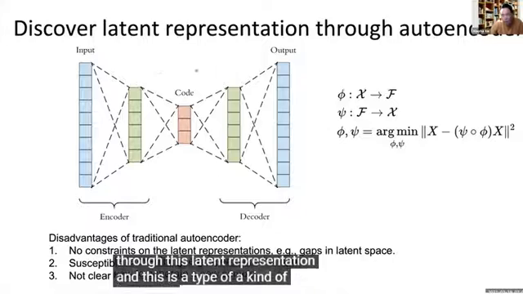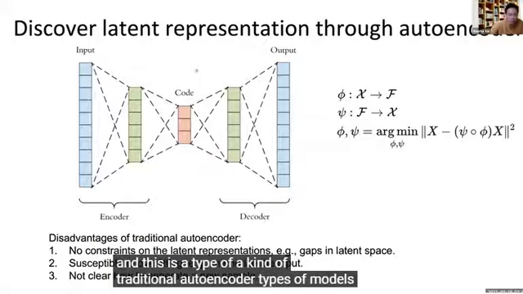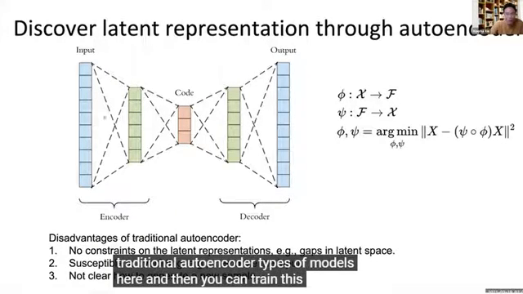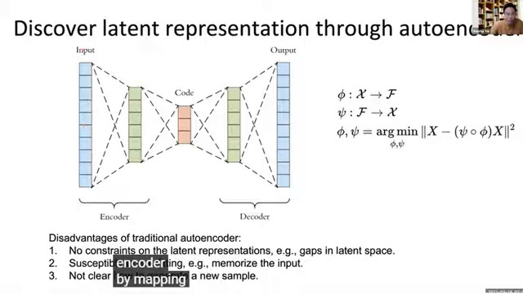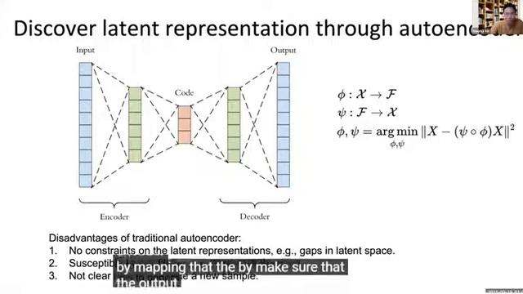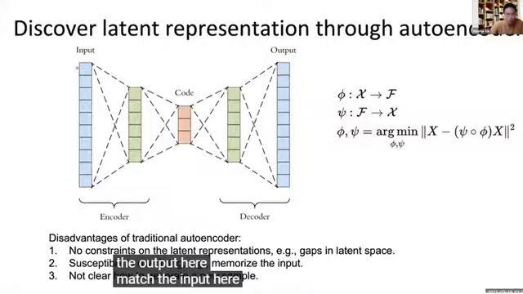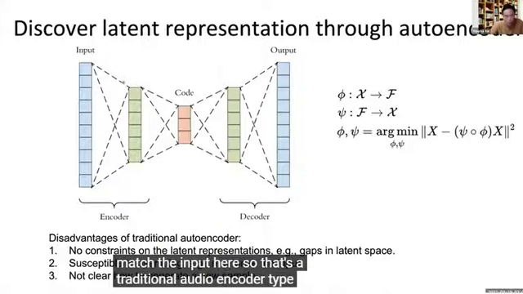And this is a kind of traditional autoencoder type of model here. Then you can train this autoencoder by making sure that the output here matches the input here. So that's a traditional autoencoder type model.